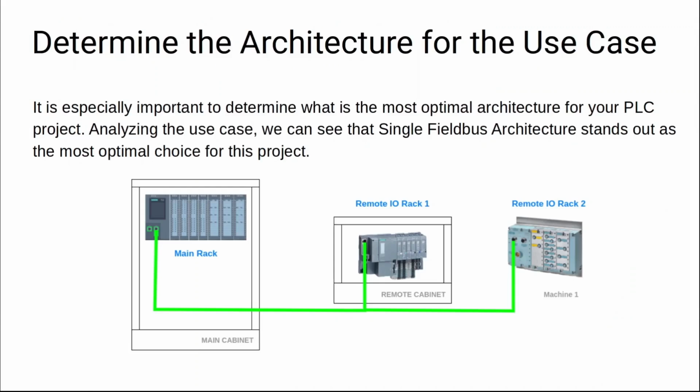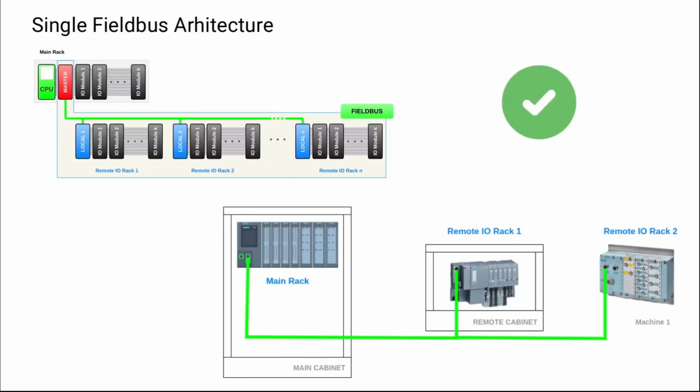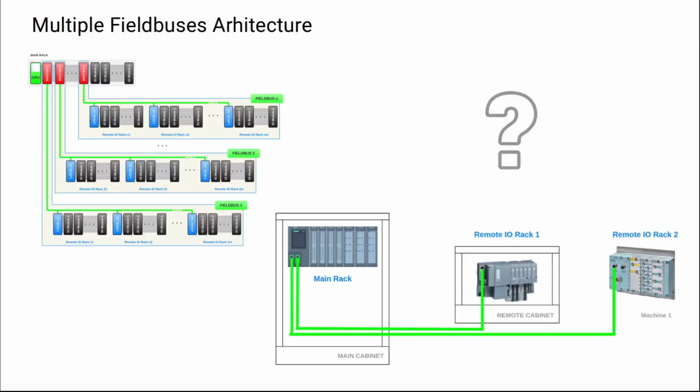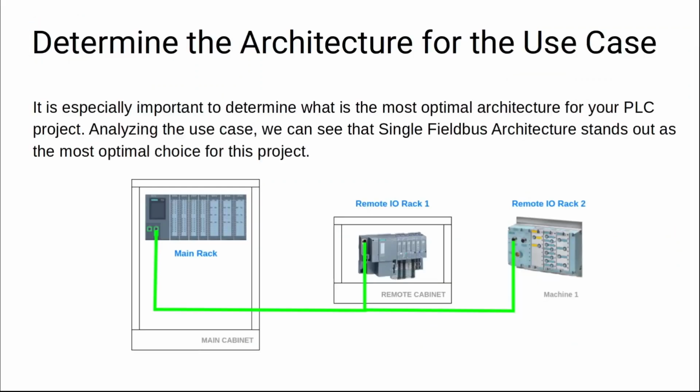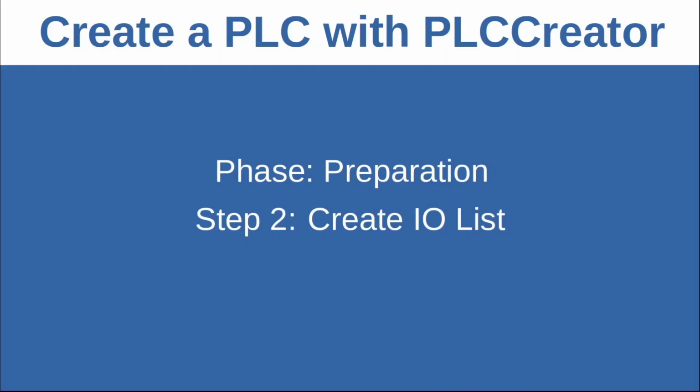Now let's go back to determine the PLC architecture of our project. Analyzing the use case, we can see that single field bus architecture stands out as the most optimal choice for this project. The multiple field buses architecture is theoretically possible, however, we will stay with single field bus architecture for better simplicity and efficiency. This information is needed for step 2, create IList.